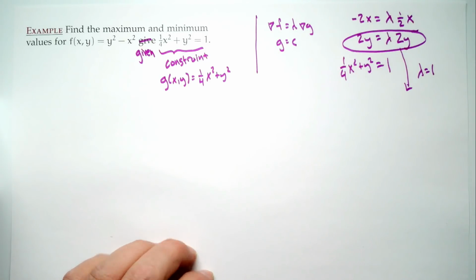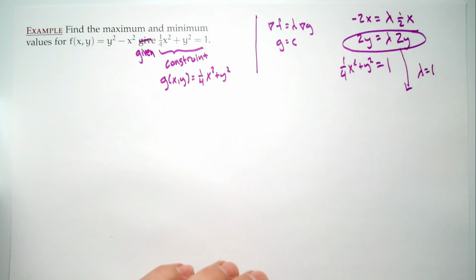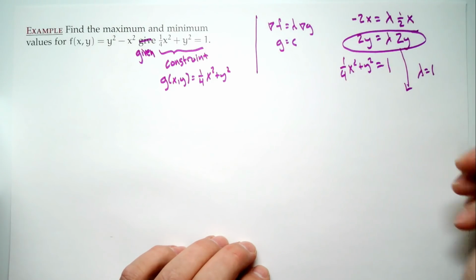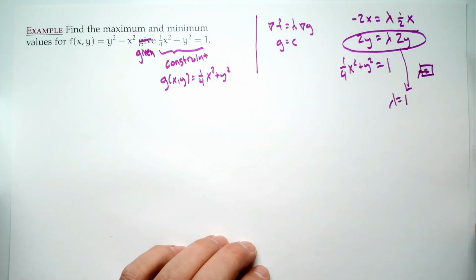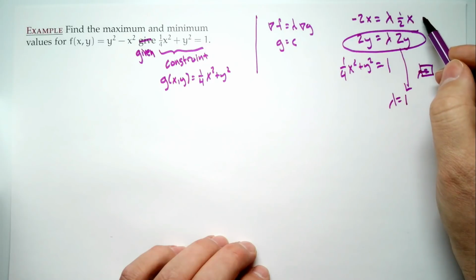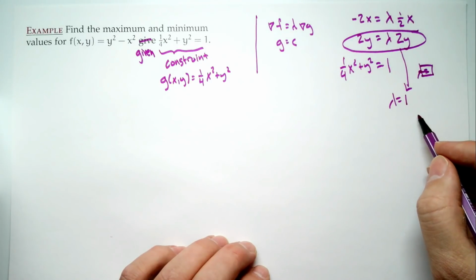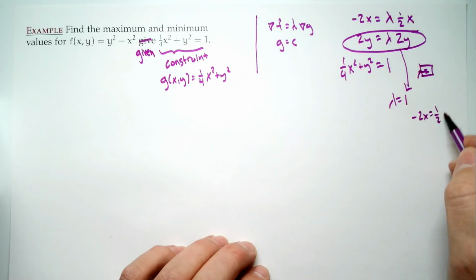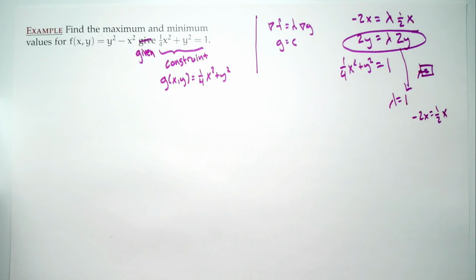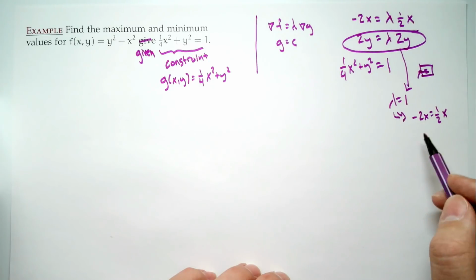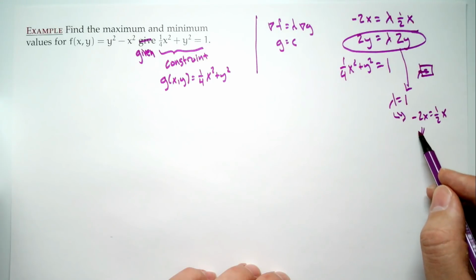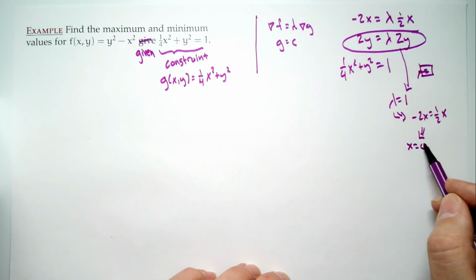Okay. Let's see if lambda equals 1 works. Suppose for a second lambda equals 1. It could be. All right. So lambda equals 1 is a possibility. If lambda equals 1, what does that tell you about x? Well, negative 2x equals a half x. For which values of x is that possible? 0. So that would tell us if lambda equals 1, that would imply that negative 2x equals a half x, which would imply that x equals 0.